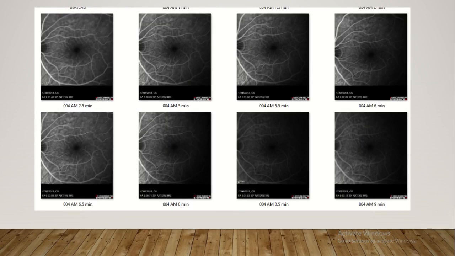Some images are taken before midday, so they are categorized as AM, and the images taken after 12 are categorized as PM. The images are taken at time gaps, like here you can see 2.5 minutes, then 5 minutes, 5.5 minutes, then 6 minutes.